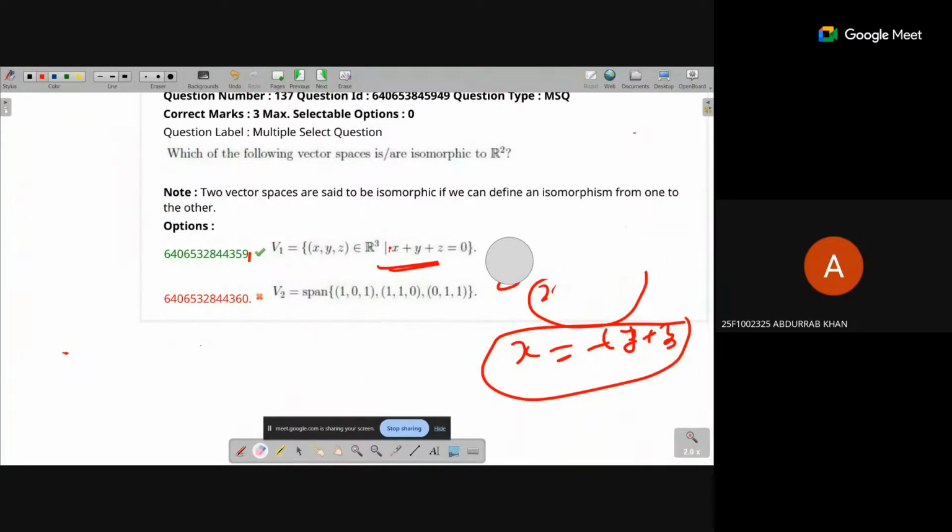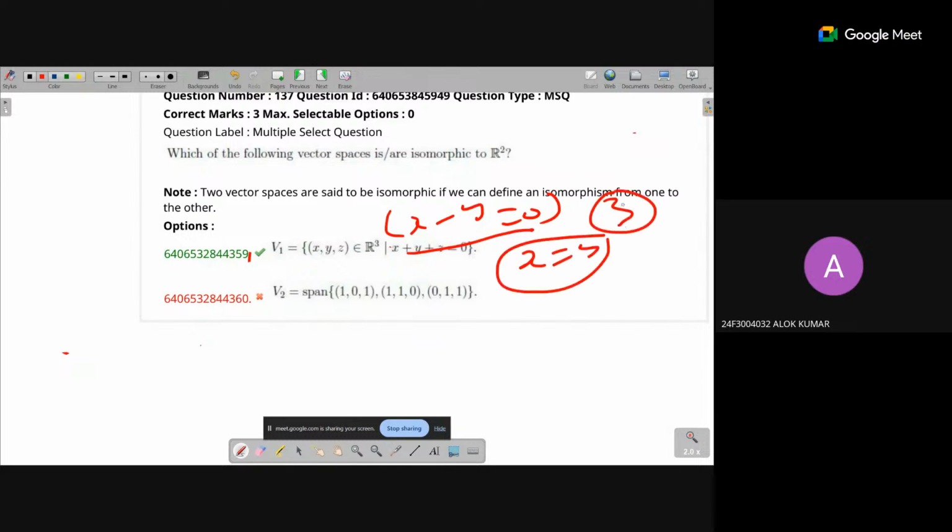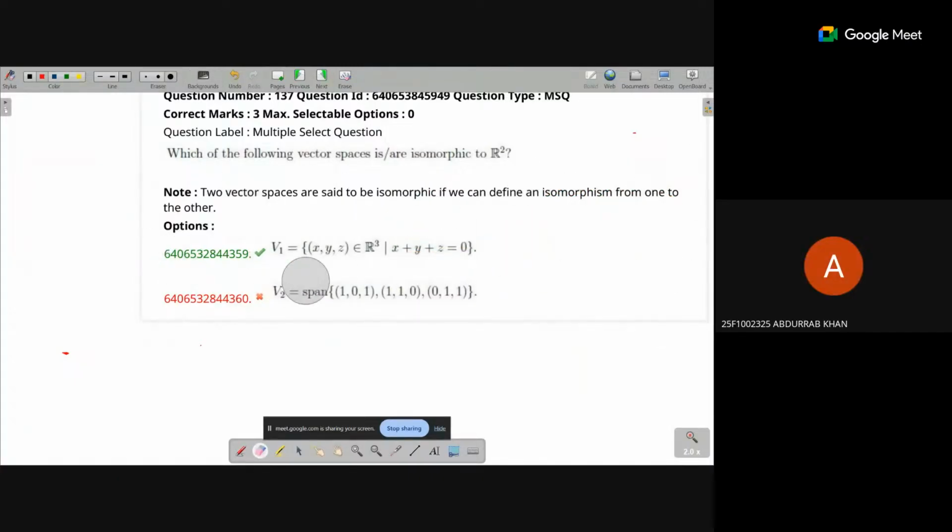In that scenario it would have become x equals y. Then z can vary with any value, so z is still independent. And y is also independent, because if you say y is independent, then x will be dependent; and if you say x is independent, then y is dependent. So in both ways the dimension will be 2, because z can take any value. Can you move to V2 equals the span, which you are going to explain? So V2 is the span of a vector space.